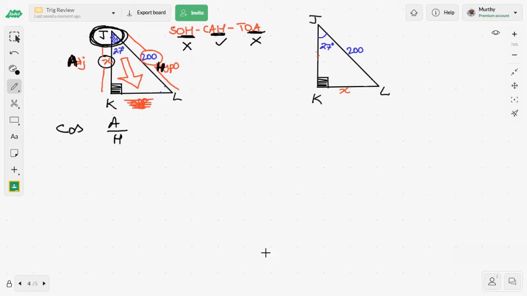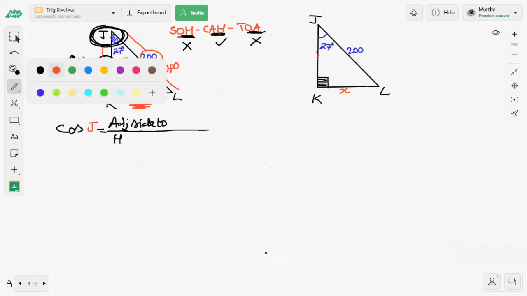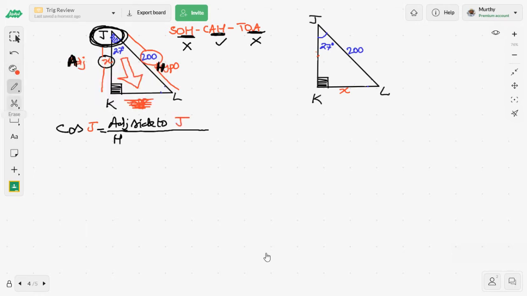So cos, don't forget to mention the letter: cos J equals adjacent side to J, please do mention whatever the letter is given, over hypotenuse. Okay, so it is cos of whatever the angle is given, 27 degrees, adjacent side to J, I see that that is X, and the hypotenuse is 200.